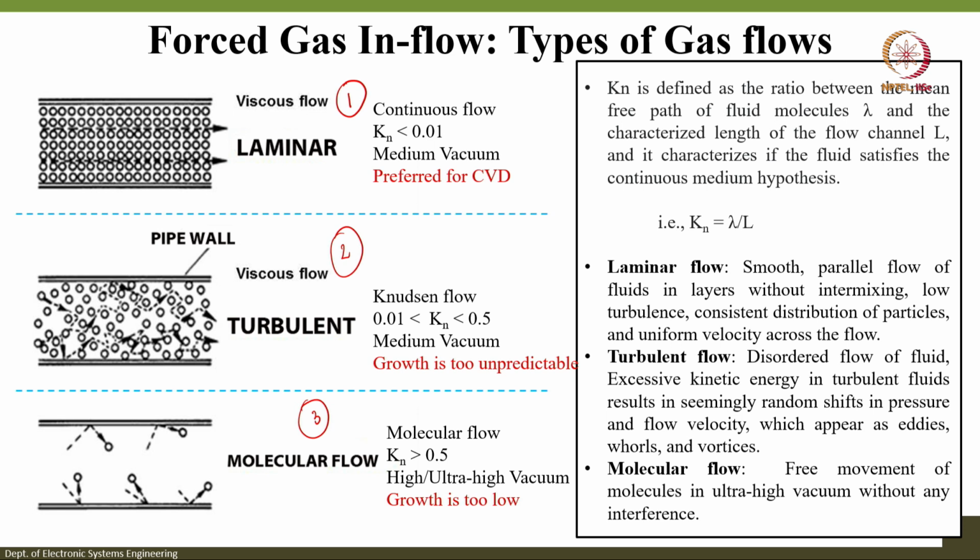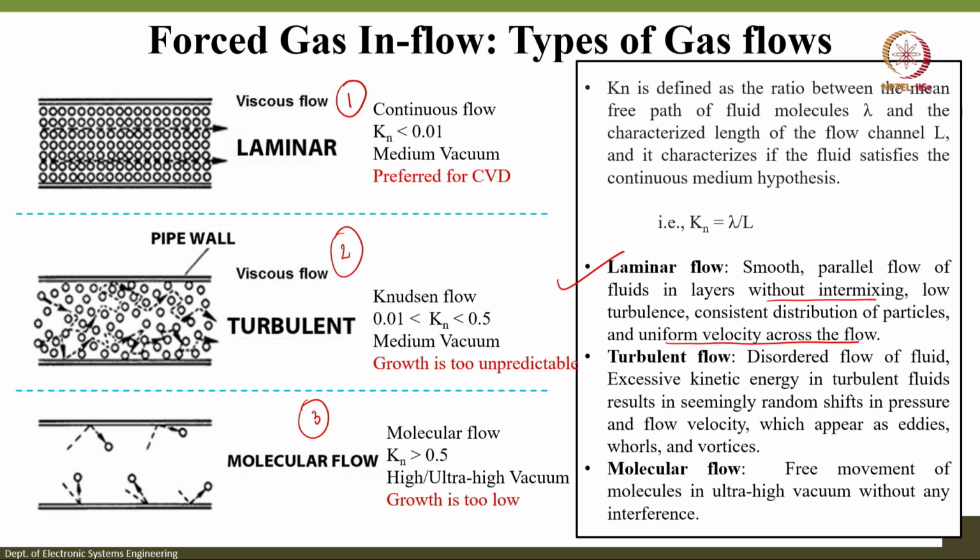In a laminar flow, as you can see, the different layers in a fluid flow parallel to each other. There is no intermixing between the fluid layers, and there is very little turbulence in a laminar flow mechanism. The particles are consistently distributed, and there is a uniform velocity throughout the flow process. Laminar flow is also known as a continuous flow mechanism.